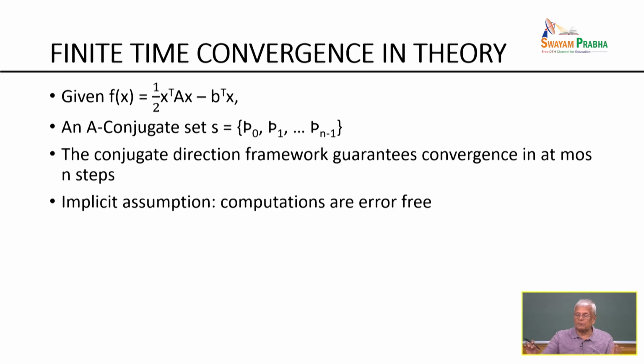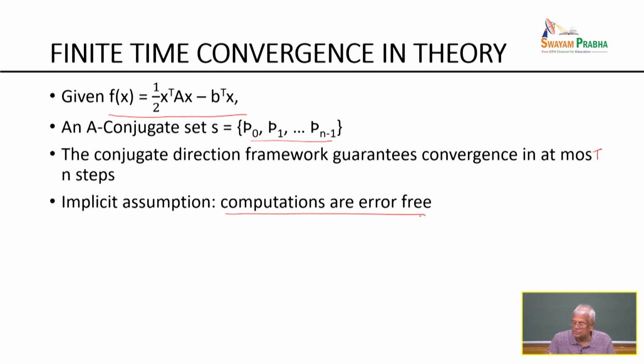So, what is the finite time convergence theory? If f of x is equal to 1/2 x transpose A x minus b transpose x, please remember I am not adding a constant. Adding a constant means I am pushing the function up or down, it does not change the minimizer. So, if you are given the function and a set of A conjugate directions, the conjugate direction framework guarantees convergence in at most n steps.